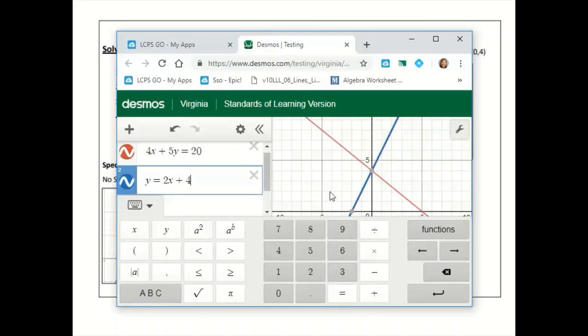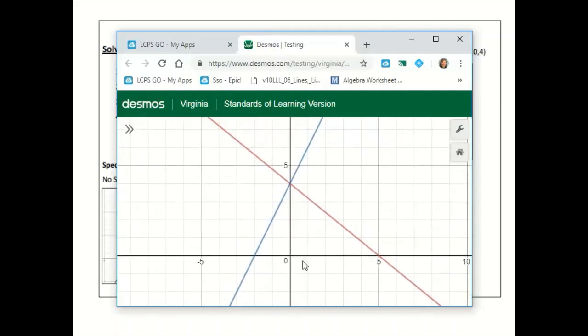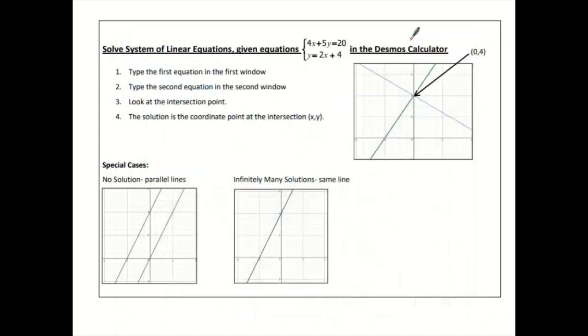Okay, and so I look at my graph, and we can move that aside so we can see our graph nicely, and we're looking for that intersection point, so where the two lines touch, right here at 0, 4. And we see that's also on our example here. So they touch at that point, 0, 4. This is your solution. Sometimes they can ask you what is the x coordinate or the y coordinate. So just make sure you look at your answer and then answer the question accordingly.